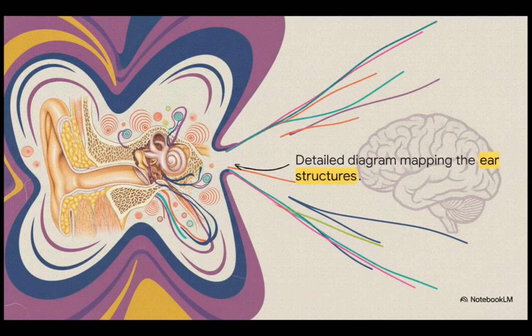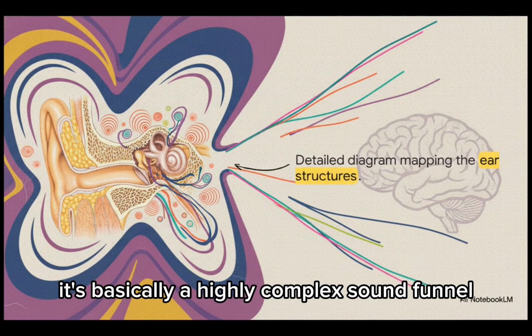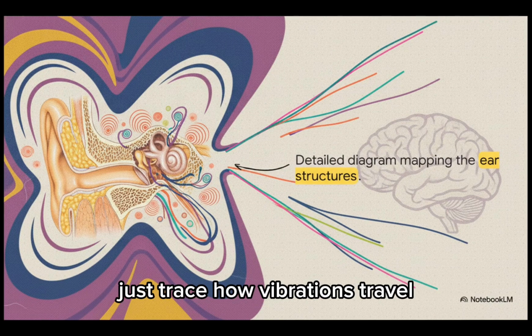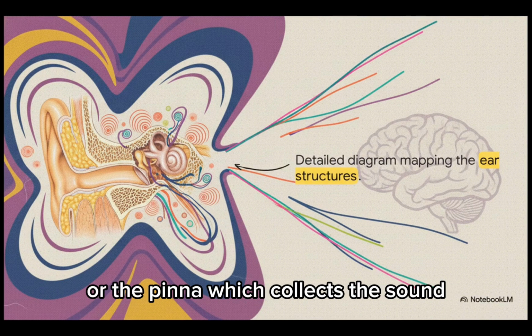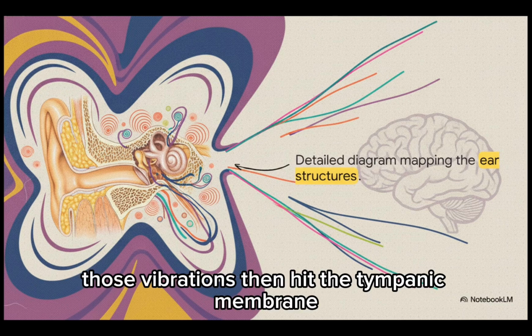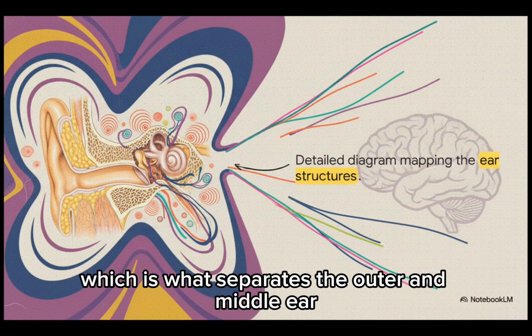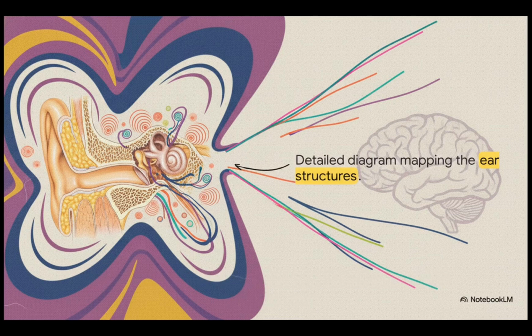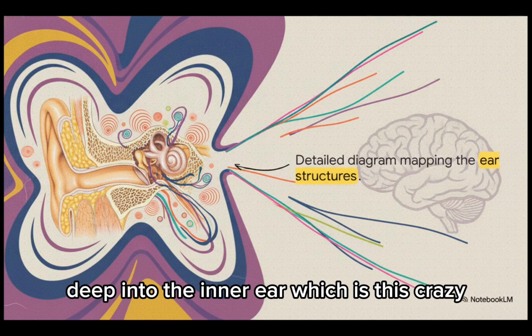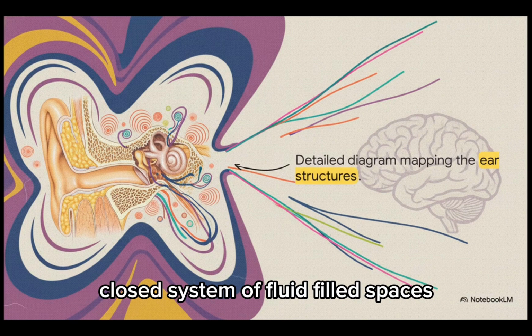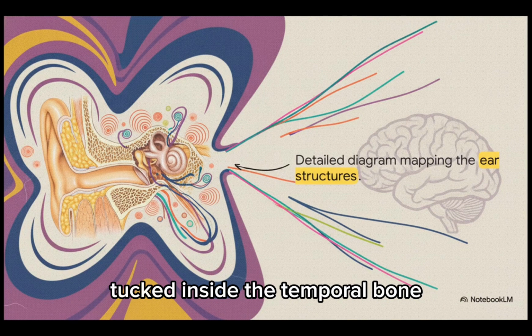Now the ear, it's basically a highly complex sound funnel. Just trace how vibrations travel. They start out at the flexible external ear, or the pinna, which collects the sound. Those vibrations then hit the tympanic membrane, which is what separates the outer and middle ear. From there, the middle ear conducts those vibrations deep into the inner ear, which is this crazy closed system of fluid-filled spaces tucked inside the temporal bone.